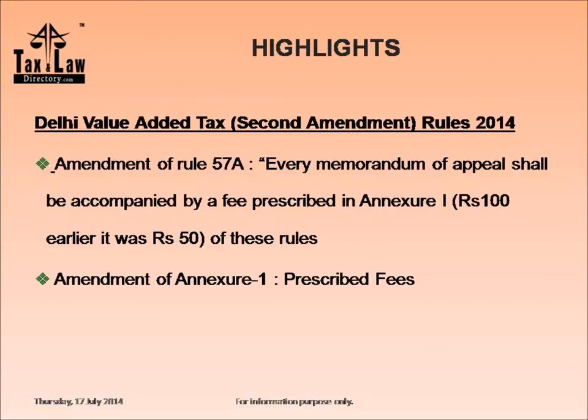Amendment of Rule 57A. Every memorandum of appeal shall be accompanied by a fee prescribed in Annexure 1 of these rules. Now it's Rs. 100, earlier it was Rs. 50. Amendment of Annexure 1 of prescribed fees.